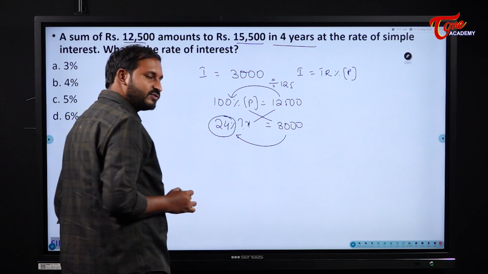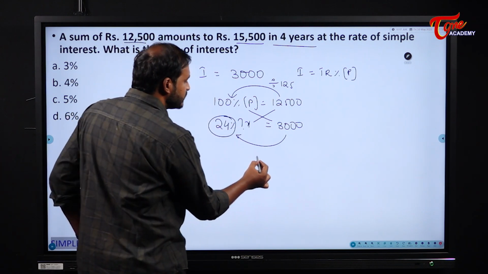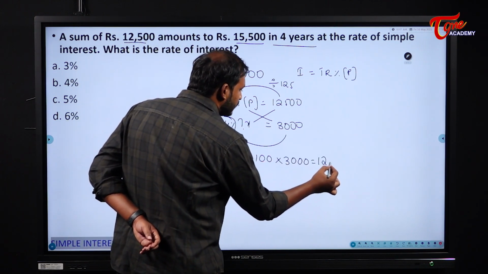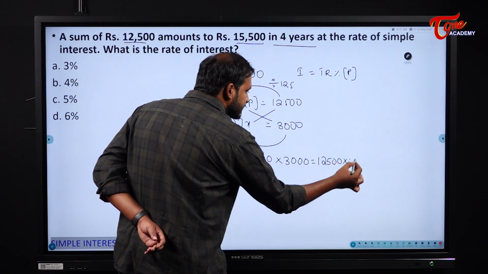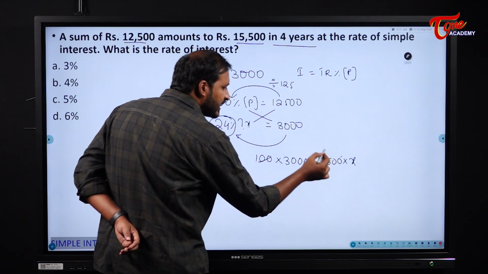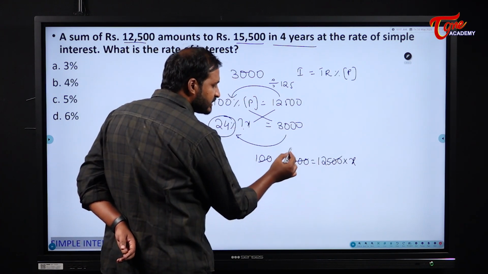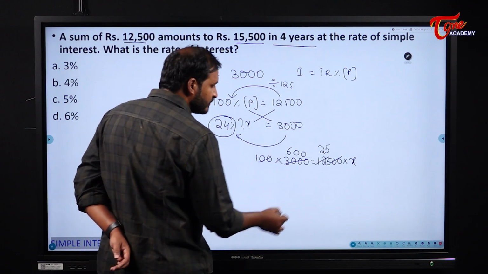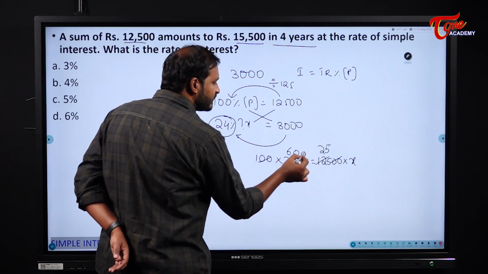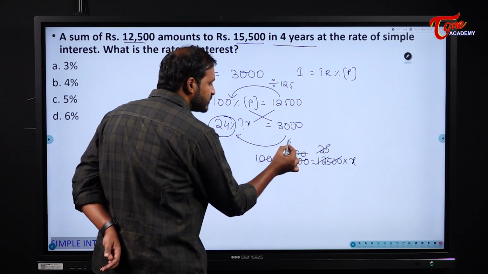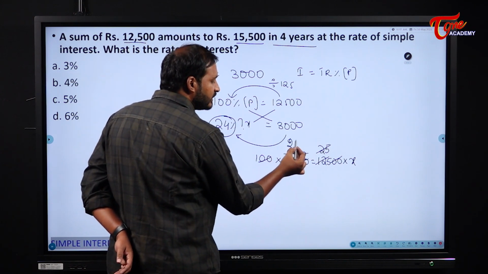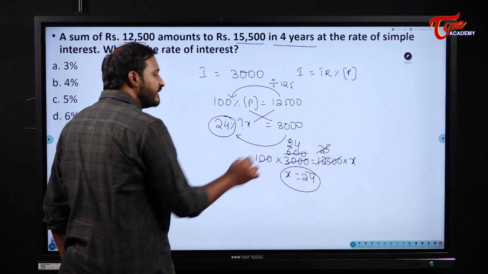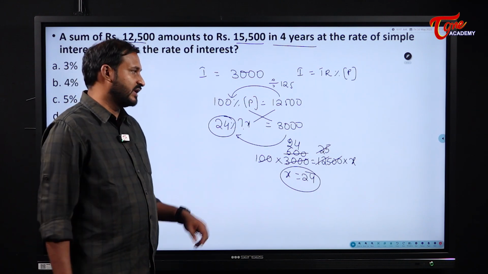If you are able to understand this 24, well and good. If not, consider it as X. So what will you write? 100 into 3,000 is equal to 12,500 into X. So 2 zeros get cancelled. In 5 table you can cancel, 5 600s are, 5 25s are. Next you can write directly if you want, you can cancel with 25 table. 25 2s are 50, I will be left with 100, that is 24. So X is equal to 24. In either way you can find the value of X students. It is 24 percentage.